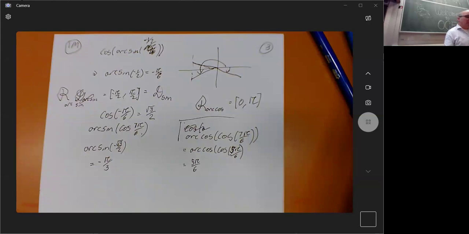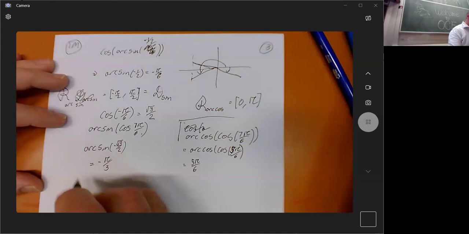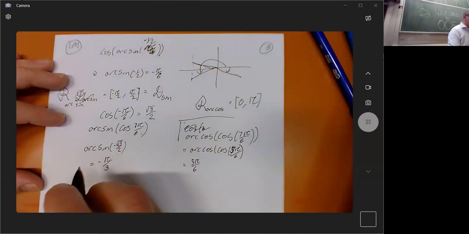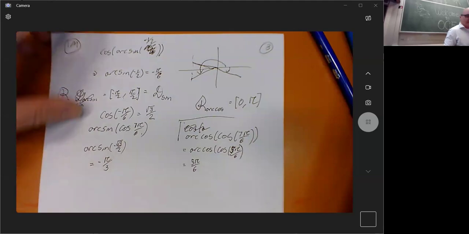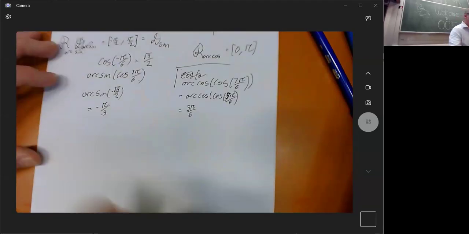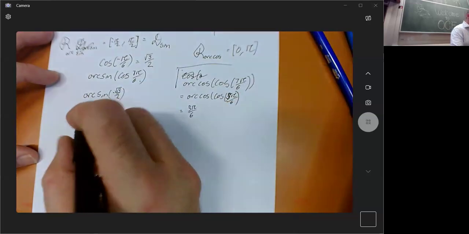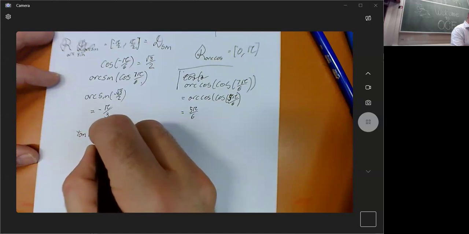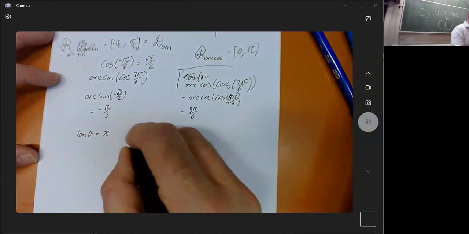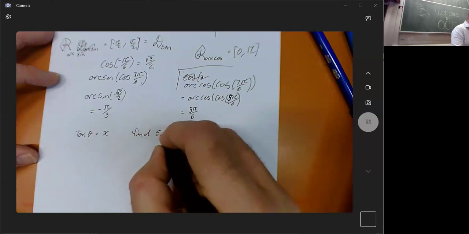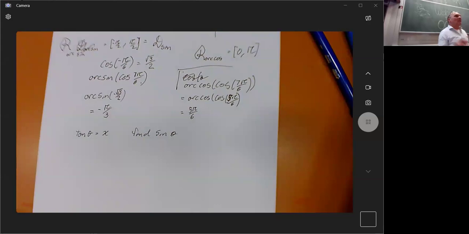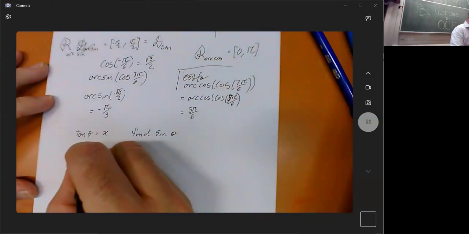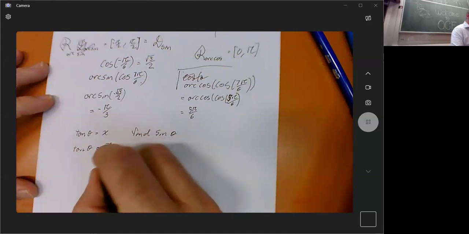So the other thing we can do, if we know, right, what can we do? There's a thing we can do with actual numbers. So if I know tan of theta is equal to x, find sine of theta. I know, that sucks. So what I'm going to do is say tan theta is equal to x on 1.